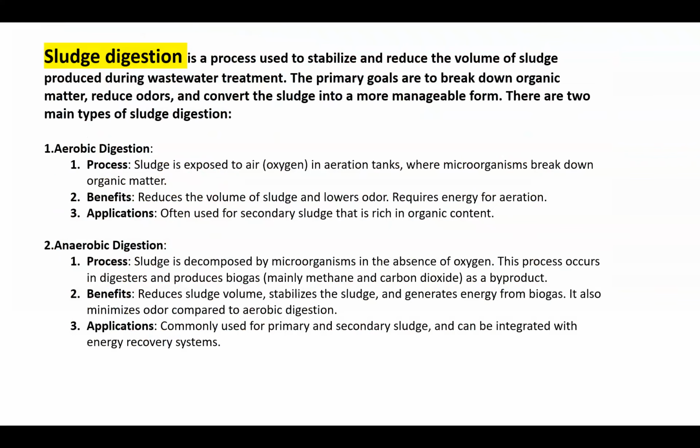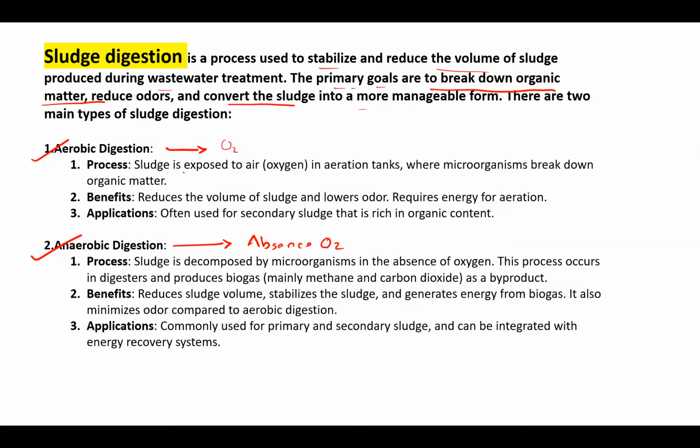You can see here sludge digestion. Sludge digestion is a process used to stabilize and reduce the volume of sludge produced in wastewater treatment. The primary goals are to break down organic matter, reduce odors, and convert the sludge into a more manageable form. Mainly there are two types of sludge digestion: aerobic digestion and anaerobic digestion. Aerobic digestion means the presence of oxygen, and anaerobic means the absence of oxygen.